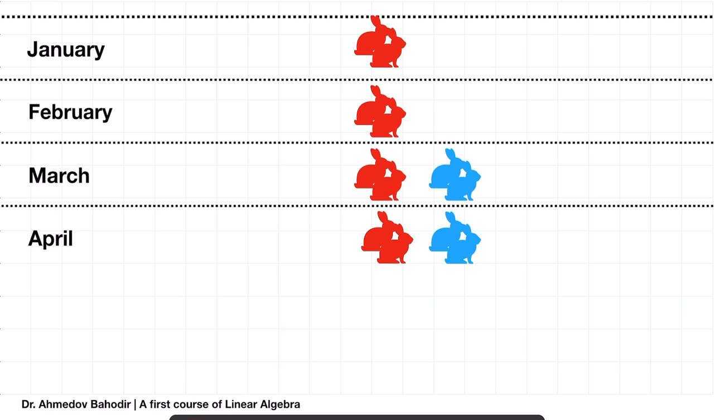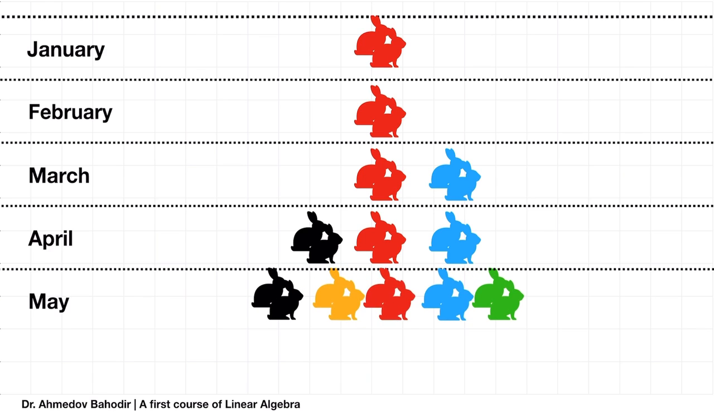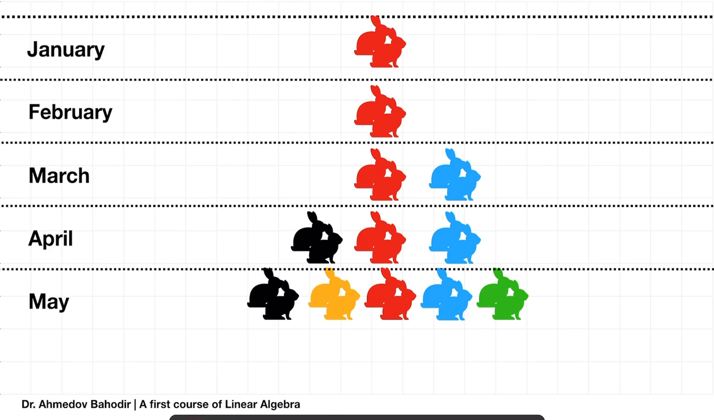Now, since the red pair of rabbits is mature, they are going to give birth every month, while the blue one is not mature. So the blue one is not going to give birth in April, but the red one is going to give birth in April to newborn rabbits. So in May, he is going to have three pairs of rabbits, but now there are two pairs which are mature, the red pair and the blue pair, and they are going to give birth in May, while the black one is not. So he's going to have five pairs now.